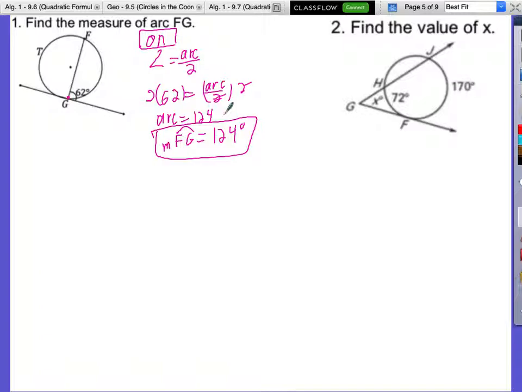Okay. All right. So just like we did with an inscribed angle, we'll take whatever the angle is, double it, we got the arc.